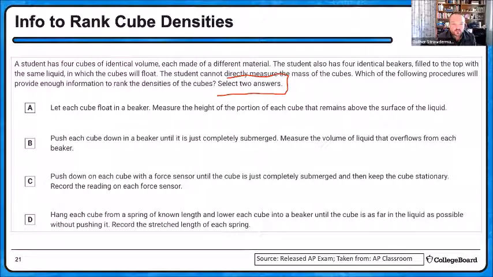D is going to be challenging because you don't know anything about the spring besides its length. And so that cube, you don't know what its mass is. And so you can't figure out what the spring constant of the spring is. So you can't use the spring as a measuring device. Does that make sense, what I'm saying there, y'all? You're not going to be able to figure out a force value from it. And so in this case, C is going to allow you to do that, because it's going to allow you to figure out some buoyancy values.